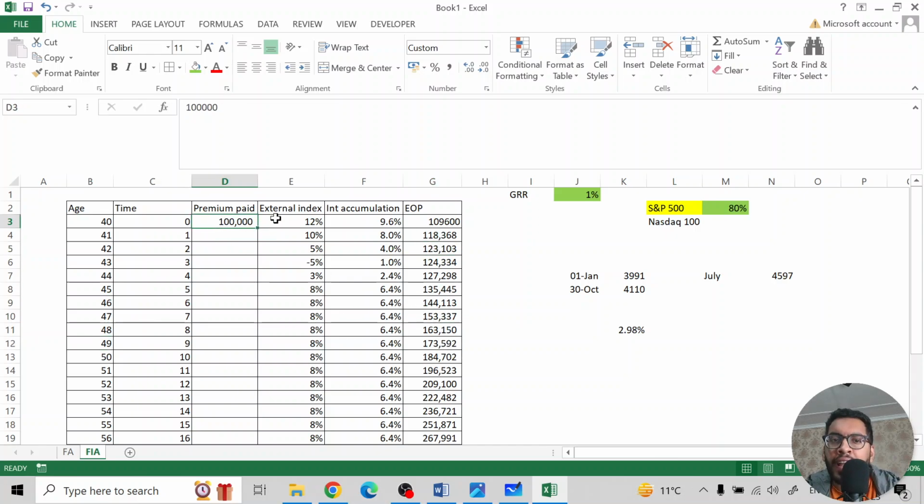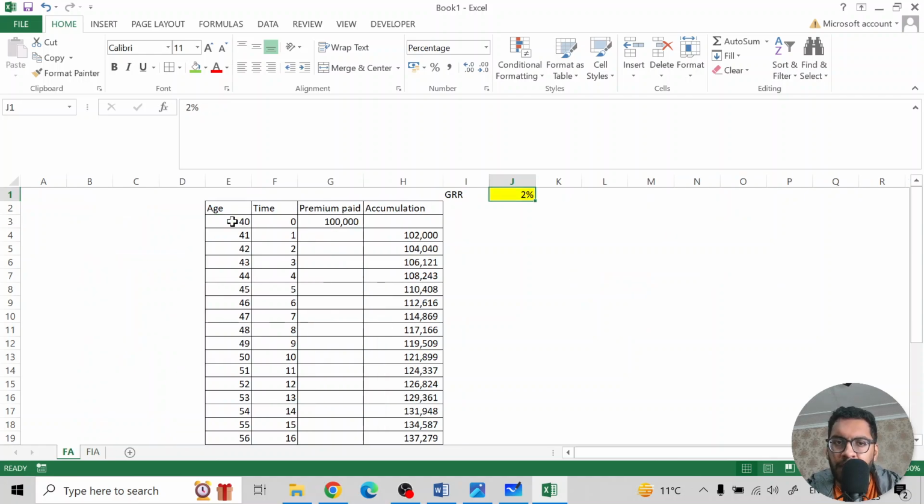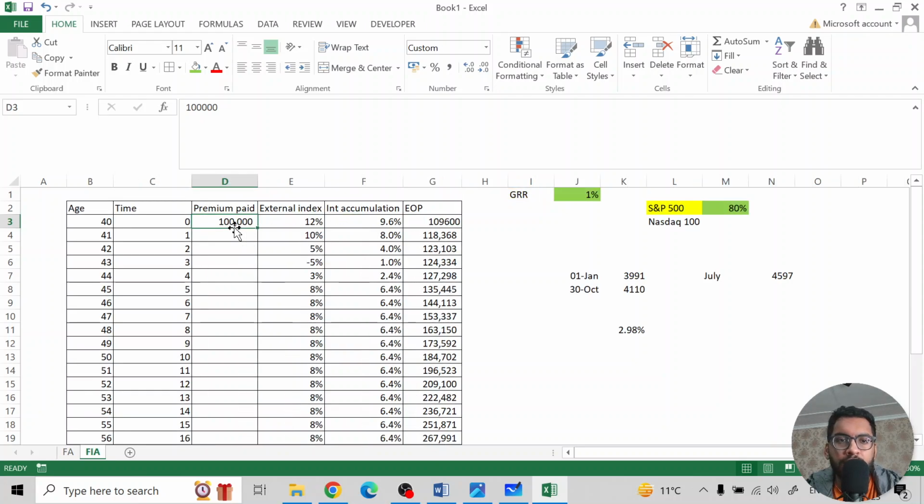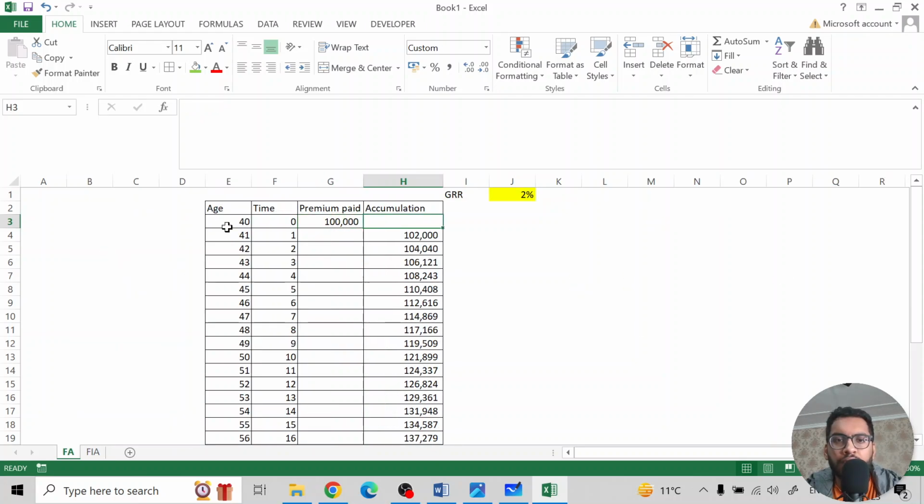So this entire premium is not going to be accumulated, technically. There will be charges that will be deducted out of this balance. Make sense? So that is what we are trying to say, even from this balance as well.